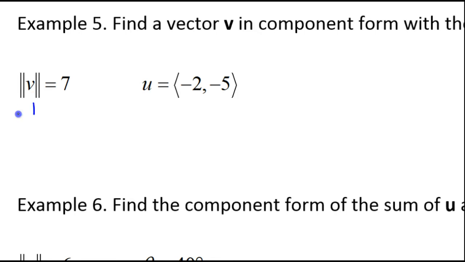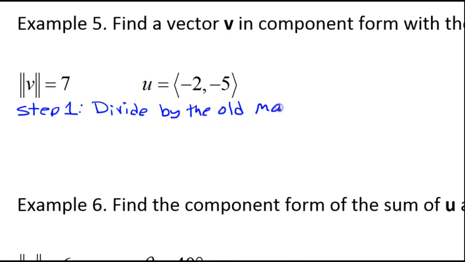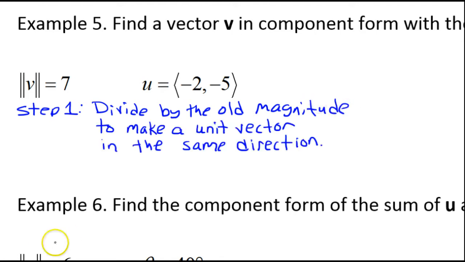So step 1, we're going to divide by the old magnitude. The goal is to make a unit vector in the same direction. That's why we'll divide by the original magnitude. But that reminds me, we don't know the old magnitude yet.